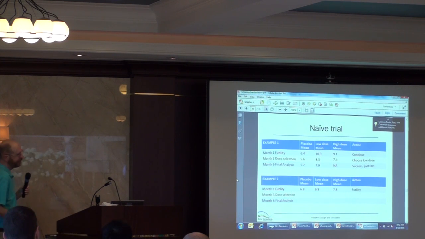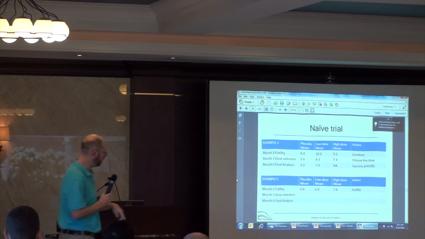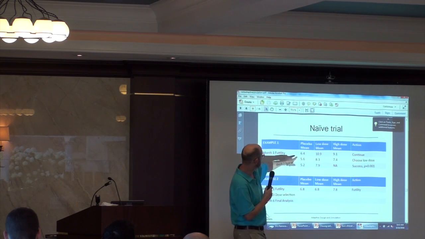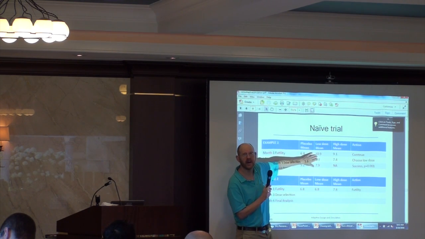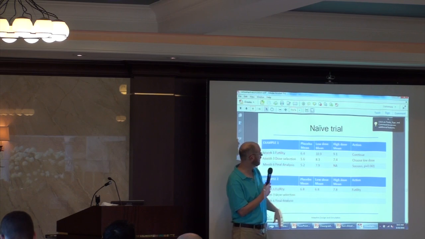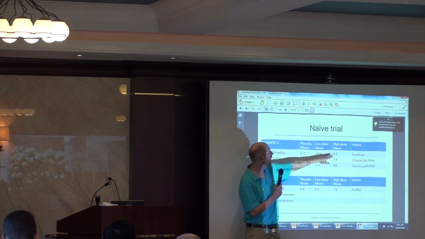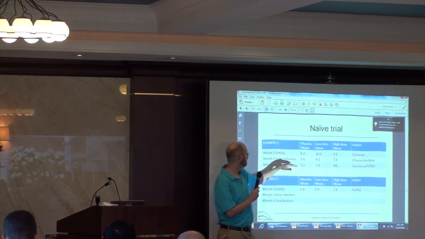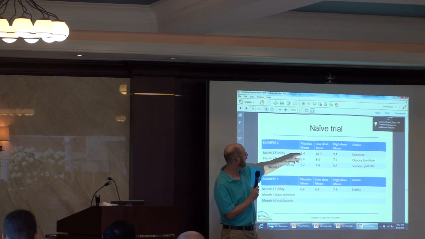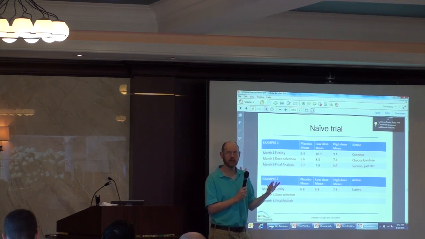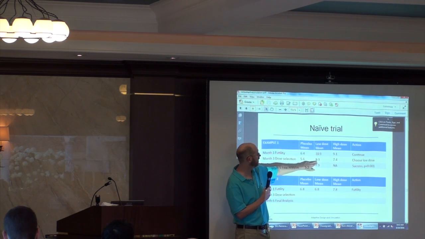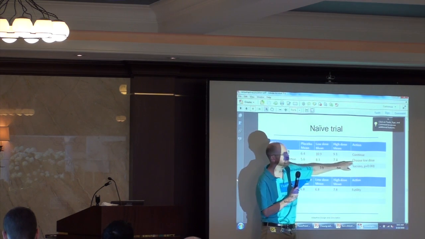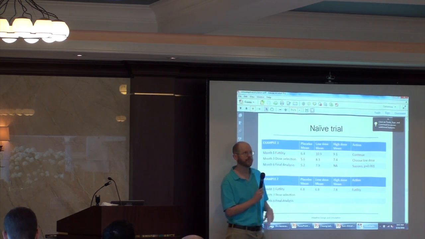So examples, the first trial, you can see the month 1 futility. This is my placebo mean, 6.4. The low dose is 4 points higher. That's good. The high dose is 3 points higher. That's also good. I'm going to continue my trial. I get to 3 months. The data's gotten a little bit worse. That randomly happens. And what happens is the low dose looks a little bit better. So I'm going to choose the low dose and get rid of the high one.